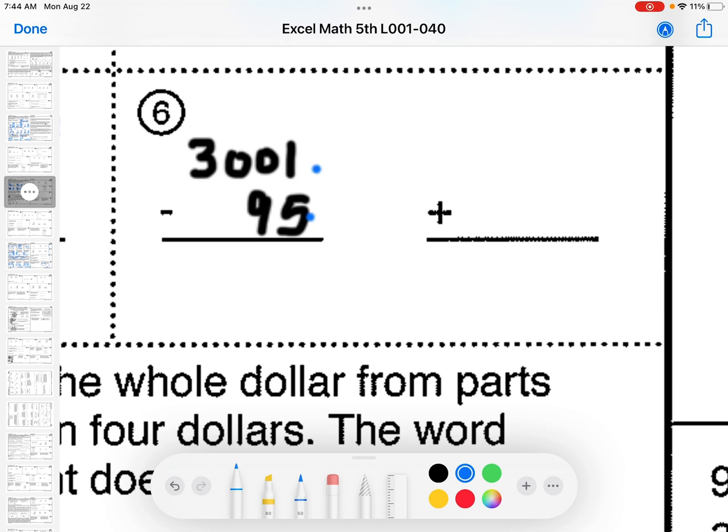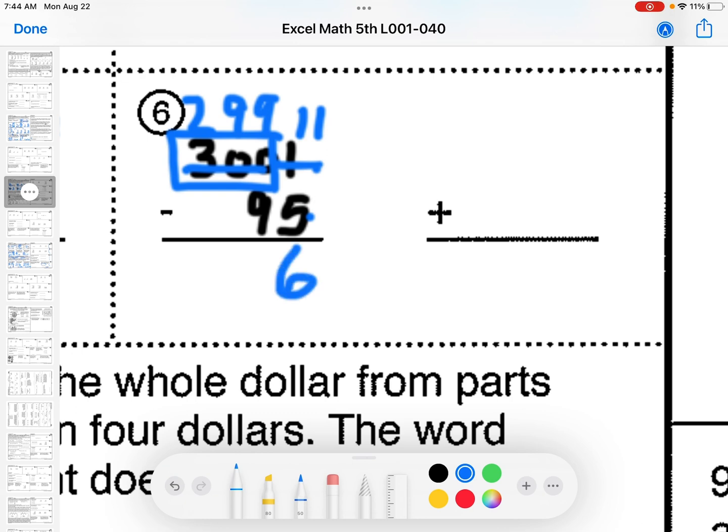So here you should have done 1 minus 5. That's not 4. It's 5 minus 1 is 4, but not 1 minus 5. So I got to go next door. There's nobody home. Box it. Make it 299. Make the 1 an 11. 11 minus 5 is 6. 9 minus 9 is 0. And 9 minus nothing is 9, and 2 minus nothing is 2.